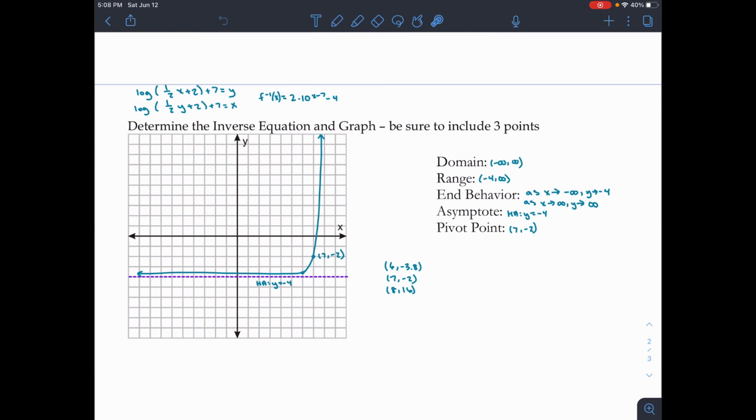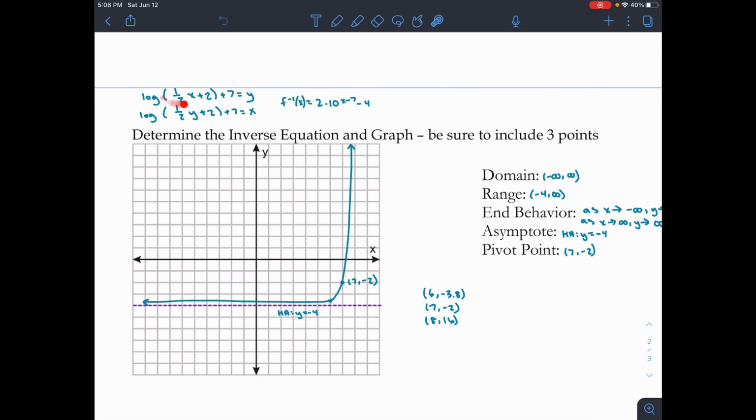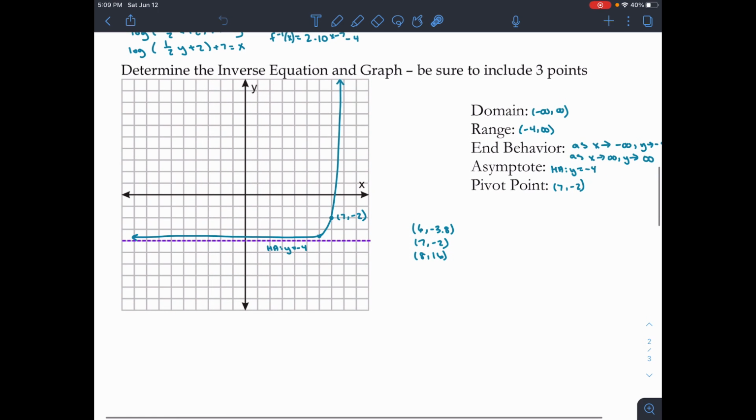So now we have to find the inverse and graph it. How we do that is basically we take this equation, this is our normal function, and then we replace the x with the y and the y with the x. So we have log half y plus 2 plus 7 equals x right here, and then we basically have to solve for y, and when we do that we get 2 times 10 to the power of x minus 7 minus 4, and so that would be our inverse equation.